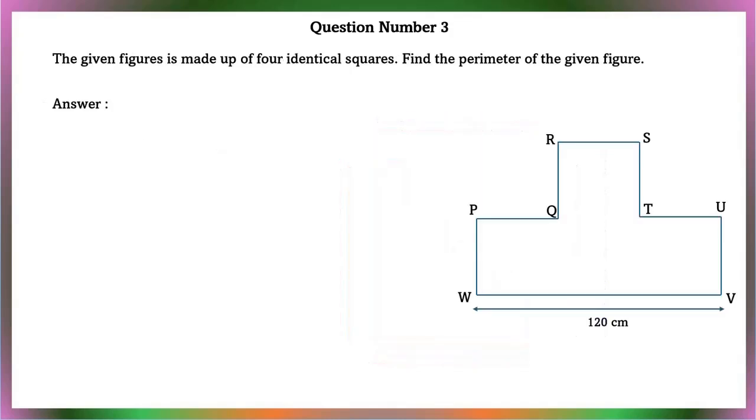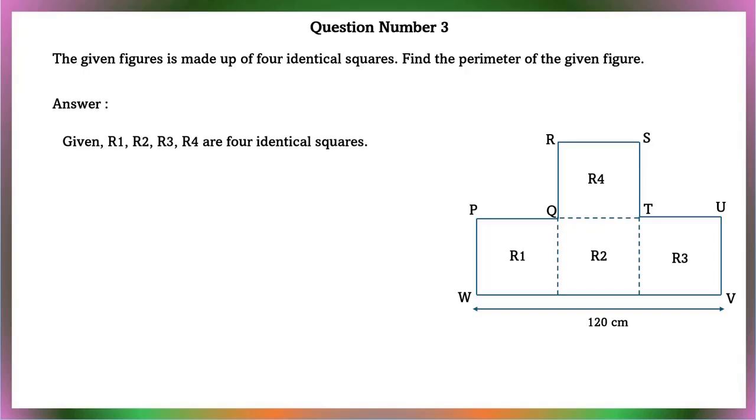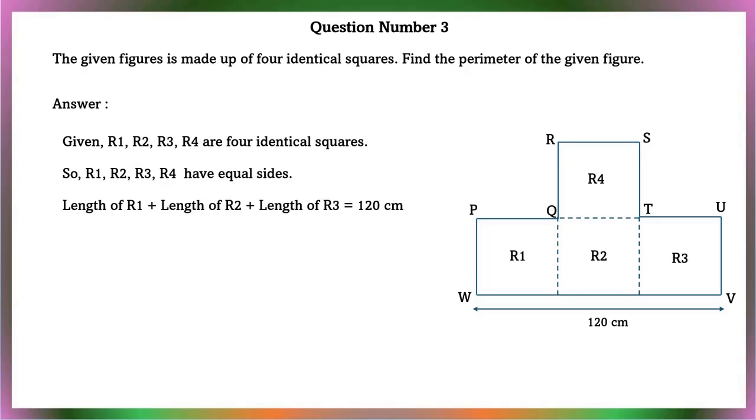The given figure is made up of 4 identical squares. Find the perimeter of the given figure. Let's take the squares as R1, R2, R3 and R4. Since a square has all of its sides equal, which also means that R1, R2, R3 and R4 all of them have equal sides.